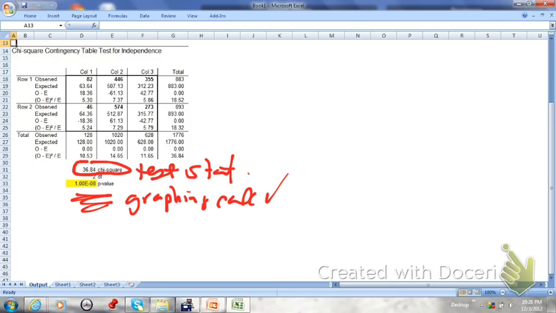So we like to verify, whether we do it on the graphing calculator or by hand or Excel, we're getting that same p-value and that same test statistic. Okay? All right, good luck, everyone.